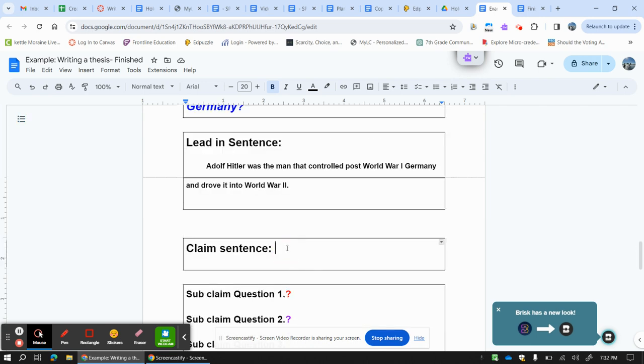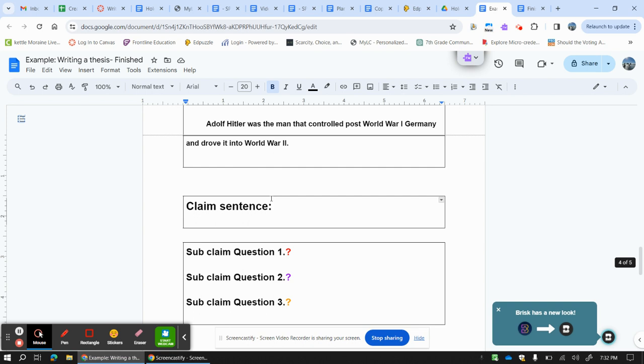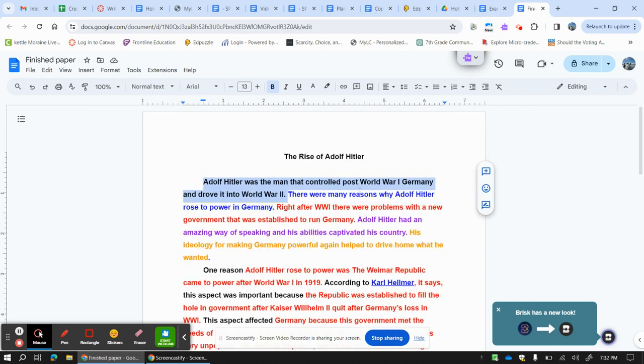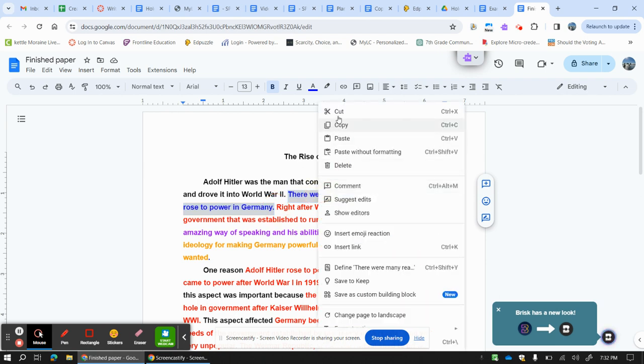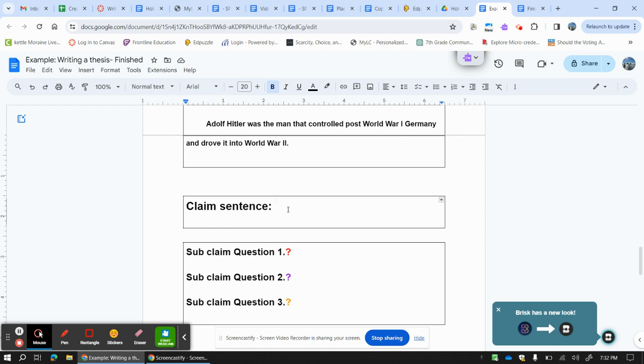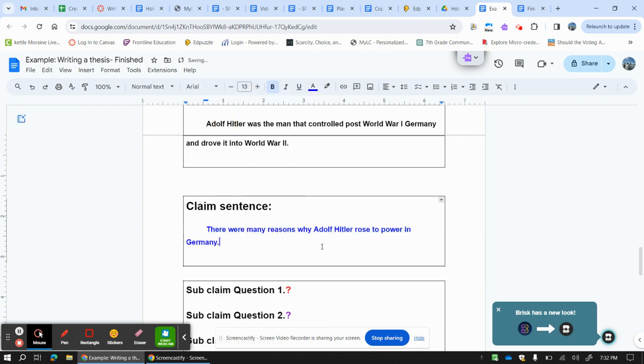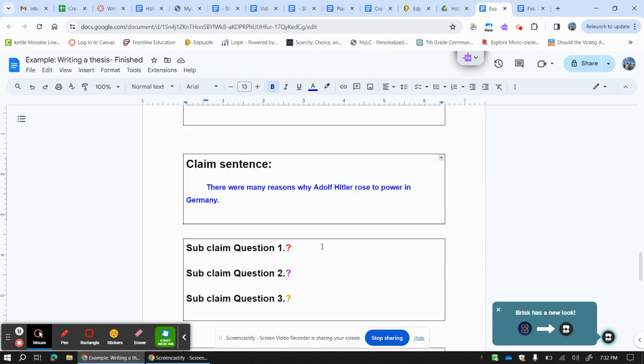Okay, now I got to make a claim sentence. I have to turn this, how did Adolf Hitler rise to power in Germany, into a statement. Here's what I wrote. There are many reasons why Adolf Hitler rose to power in Germany. That is my claim. Now I have to answer those.